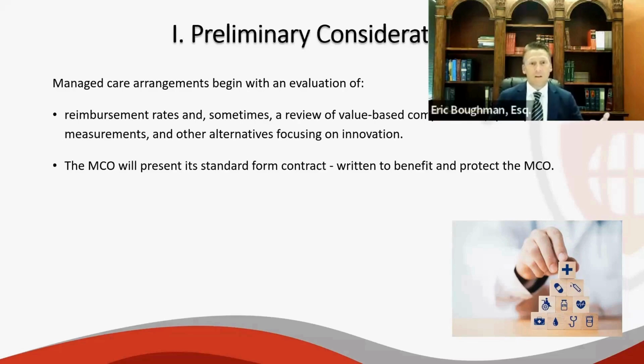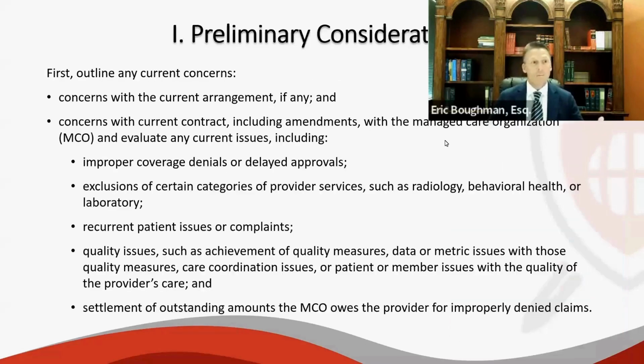So when you're getting ready to go into the contract, you have the business terms, you're going to get the standard form from the MCO, and then we're going to be concerned about some particular issues, especially if you have an arrangement already with that MCO. Have you been having a hard time getting paid? Are there unreasonable delays or denials? Are there exclusions? Are there repeated complaints that you're dealing with the company itself? Are there particular issues that you're hearing from patients or beneficiaries?